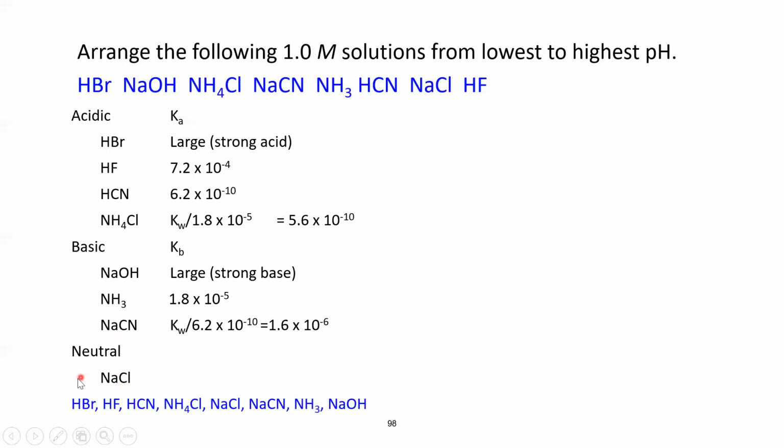So if we want to order them, hydrobromic acid would have the lowest pH, followed by hydrofluoric, which is a weak acid, followed by hydrocyanic acid, which is a weaker acid, followed by sodium chloride, which is neutral, followed by sodium cyanide, which is a basic salt, followed by ammonia, which is a weak base, and then finally sodium hydroxide, which is a strong base. So there's no math, it's just identifying what's an acid: is it a weak acid or a strong acid? What's a base? Is it a weak base or a strong base? What's a salt? Is it an acidic salt, a neutral salt, or a basic salt?